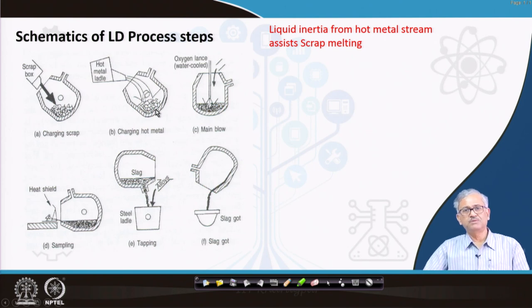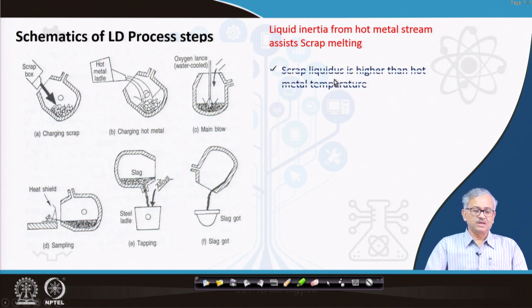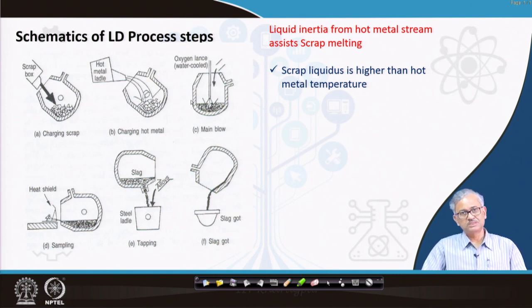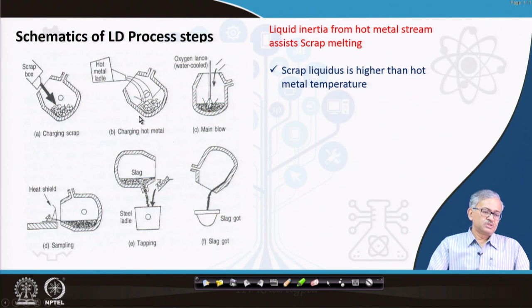If you want to understand the mechanism of scrap melting, as you know, the scrap liquidus is very high. That is, the scrap liquidus is higher than the hot metal because scrap contains very low carbon. As a result, its liquidus is high, and hot metal contains a lot of carbon, so its liquidus is usually less. So usually the scrap liquidus is higher than the hot metal temperature. Then how can you melt the scrap?